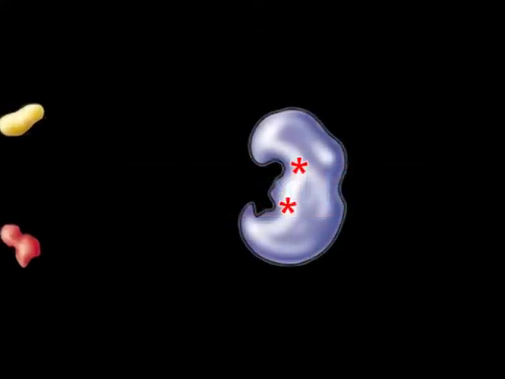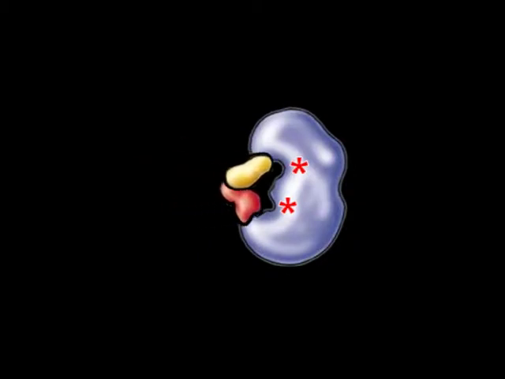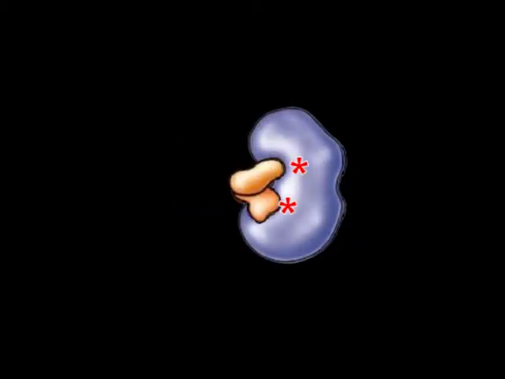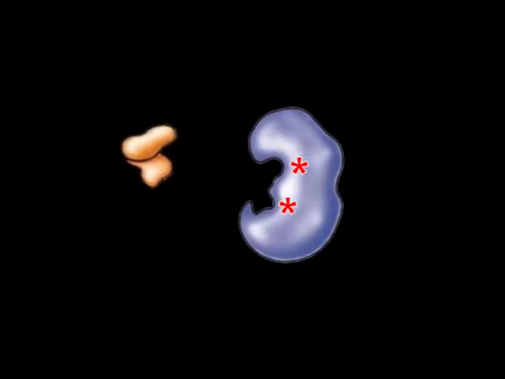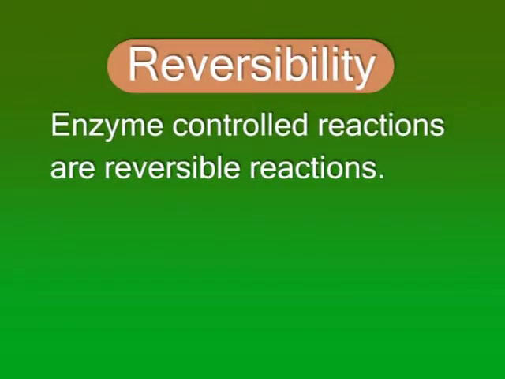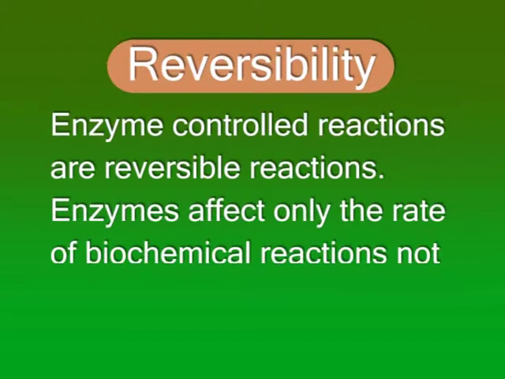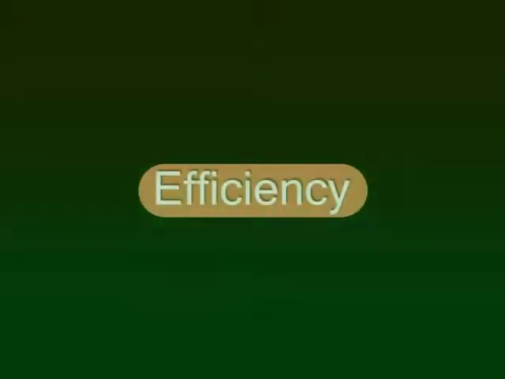Unchanged form. Enzymes combine temporarily with substrate molecule but are not consumed or changed permanently in the reaction. Reversibility. Enzyme-controlled reactions are reversible reactions. Enzymes affect only the rate of biochemical reactions, not the direction.